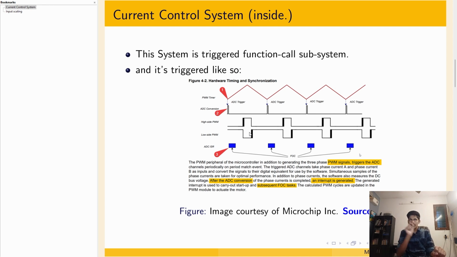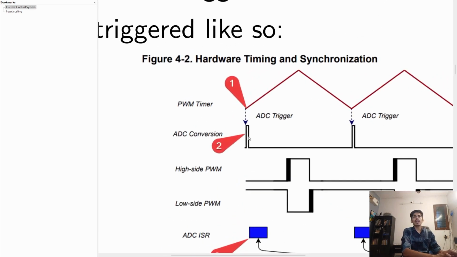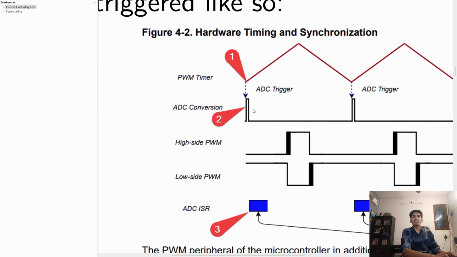So this PWM timer will trigger the ADC start of conversion. The ADC will sample, and since it is a successive approximation type ADC, it needs some finite time to convert the analog value to the digital value. You can see it takes some finite time to do that. After that, the ADC converts the motor currents to the digital value.